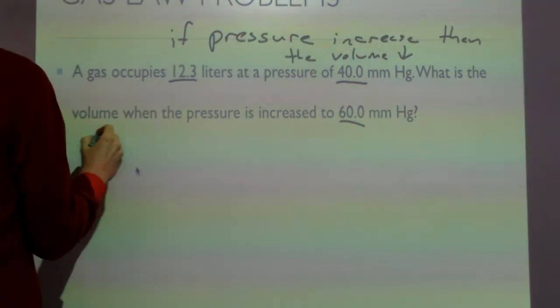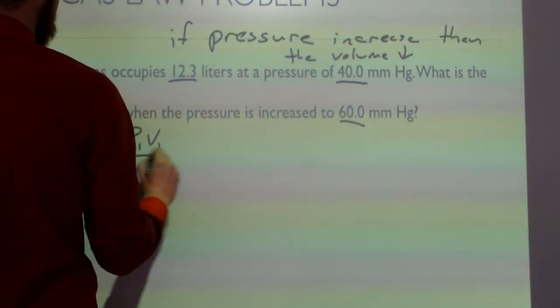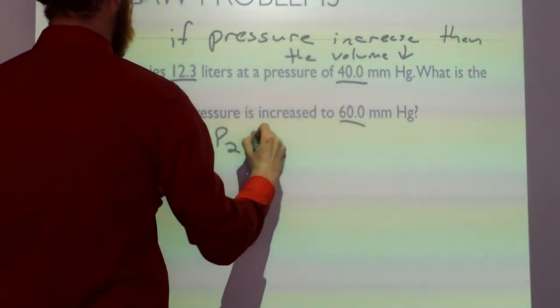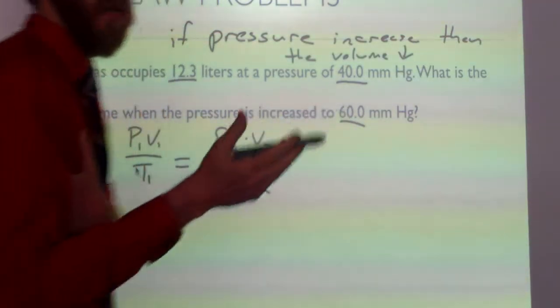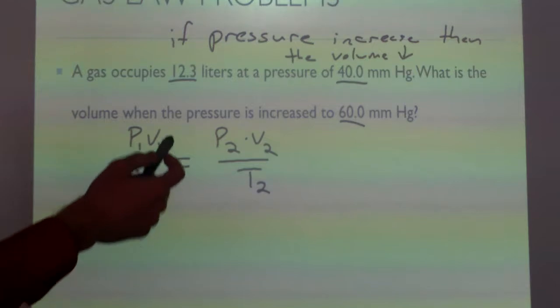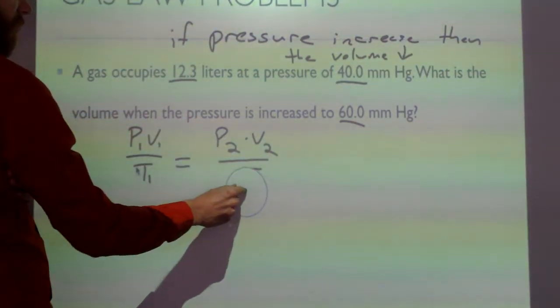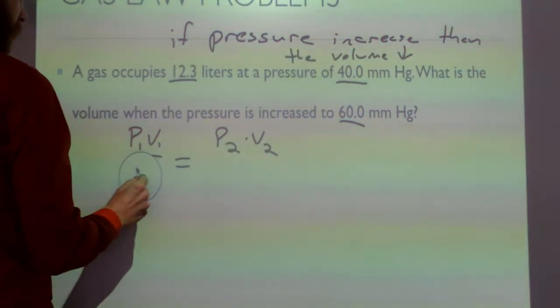We're going to set up our equation: P1 V1 over T1 equals P2 times V2 over T2. Notice that nothing is said about temperature in this problem, so we're going to assume that it's constant. We can basically get rid of temperature. We're not going to deal with temperature at all because it is held constant.